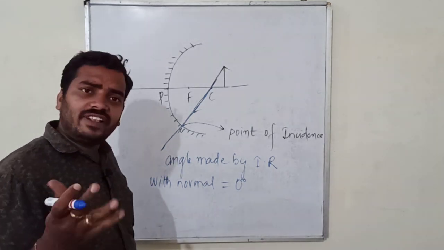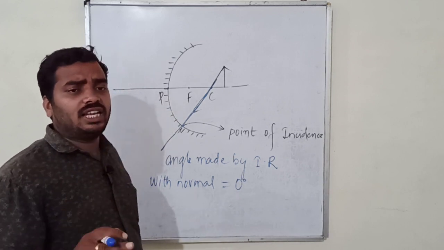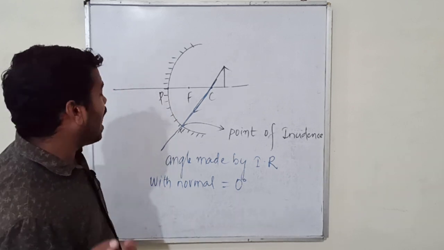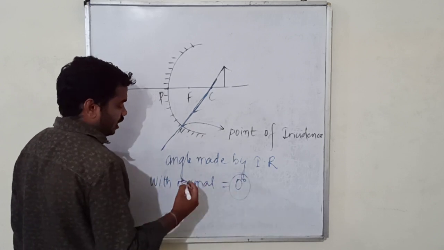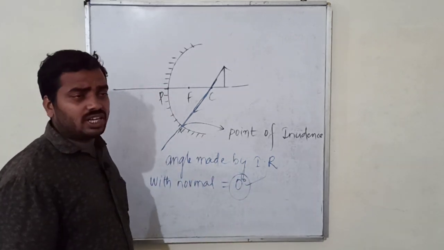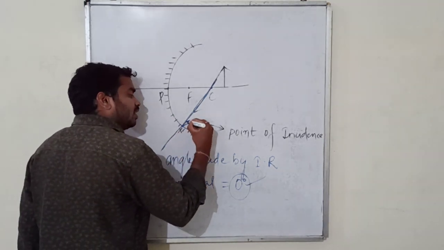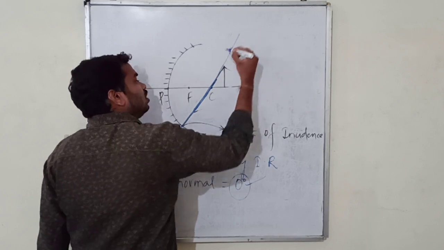Obviously the reflected ray must also make a 0 degrees angle. It won't make any angle at all. That means a 0 degrees angle. If the angle of incidence is 0 degrees, the angle of reflection will also be 0 degrees. That is why the reflected ray will pass through the same path.